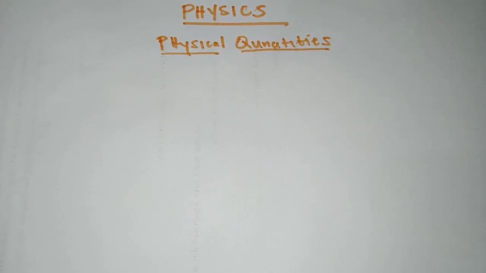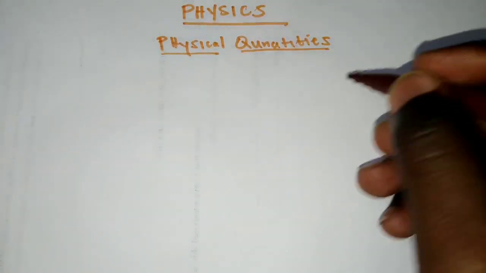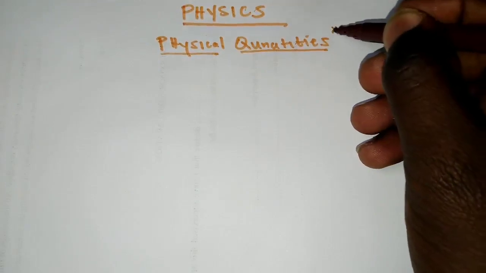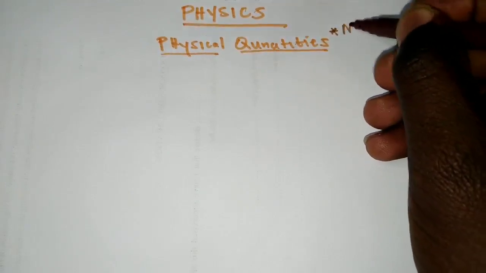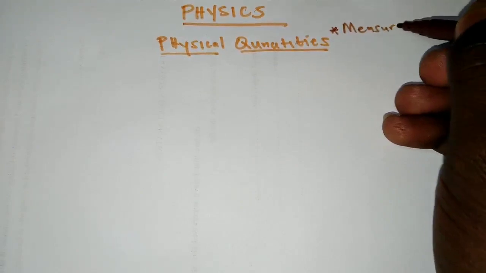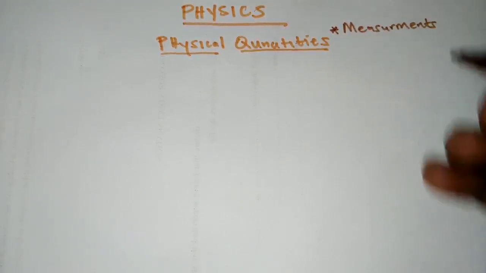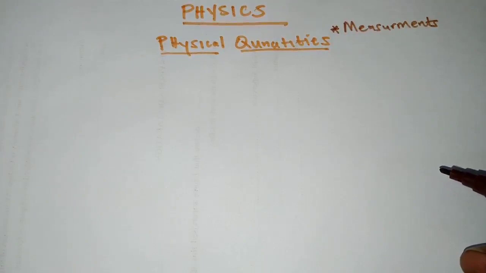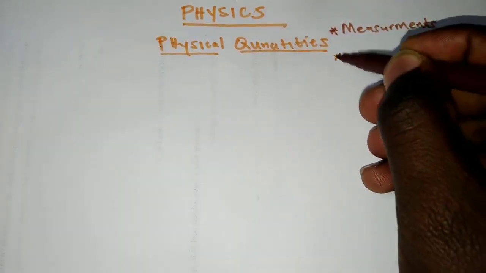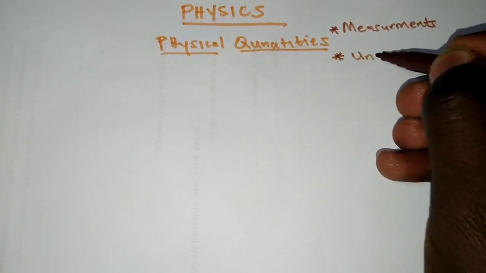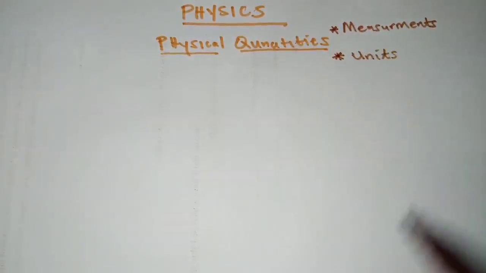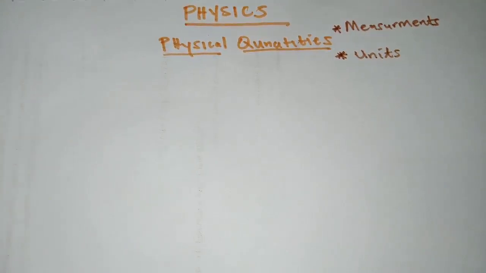There are two aspects under physical quantities that are important for you to know. Aspect number one is that we are dealing with measurements. Now we don't deal with measurements alone. Whenever you measure something, you have to measure that same thing with a certain unit. You can never do measurements without units. So the two most important aspects under physical quantities.